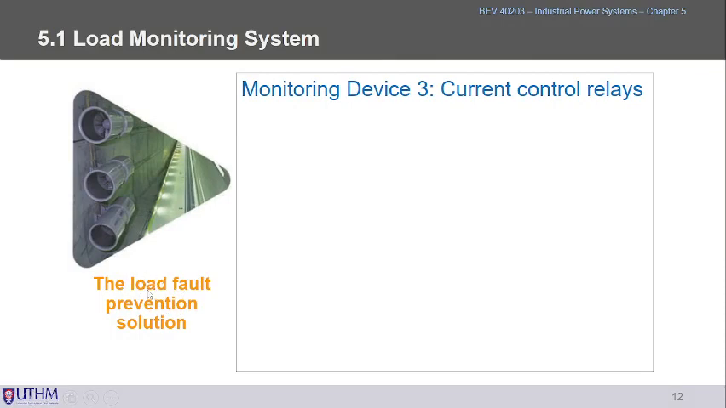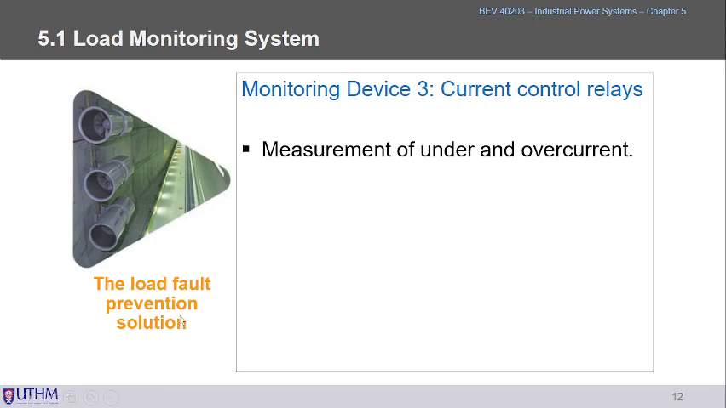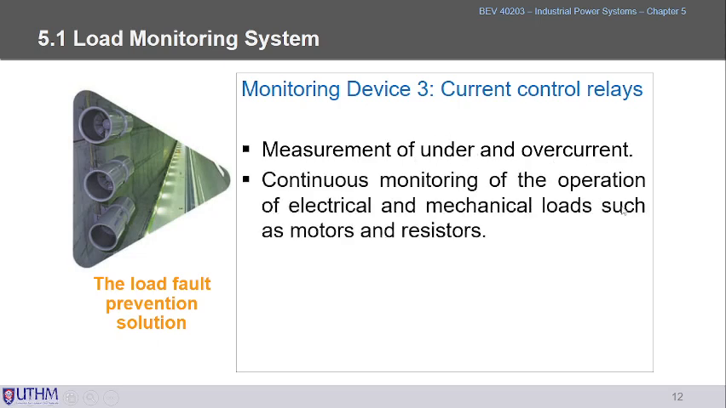So our intention is to monitor and control the currents. It's not like the incoming power supply, where we are more concerned with the voltage quality. At the load side, the current will be our priority. That's why at the load level we can use current control relays to measure whether we have under or over current issues.